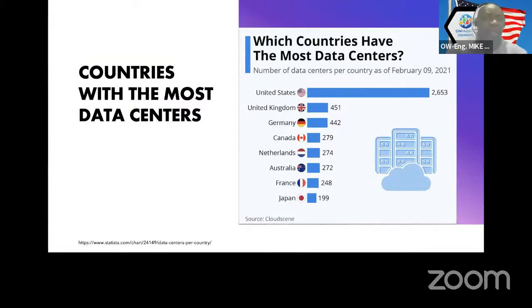Now, it says countries with the most data centers. We want to get that by their numbers. The first one is the United States, which has 2,653. Next is the UK with 451, Germany with 442, Canada with 279, Netherlands with 274, Australia with 272, France with 248, and Japan with 199. Next, Ms. Lynn, please.